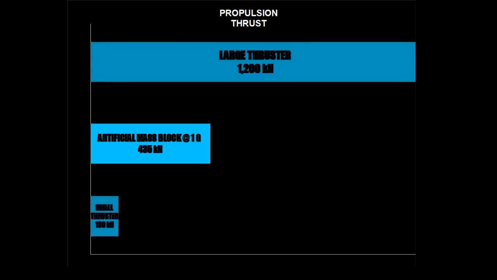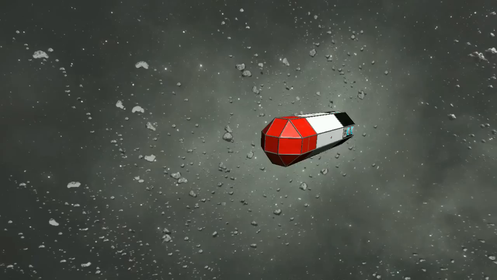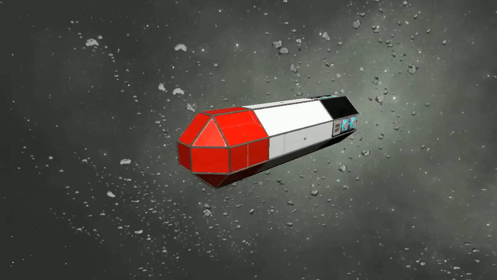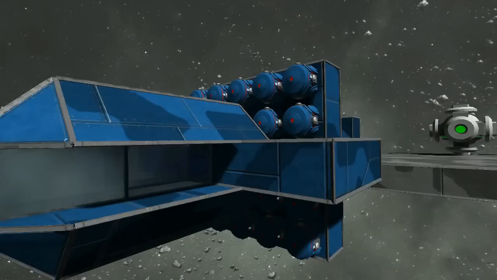For comparison, a large thruster provides a maximum of 1,200 kilonewtons, and a small thruster provides 100 kilonewtons. As a result, gravity-based engines have a thrust-to-weight ratio nearly four times that of regular thrusters. This impressive TW ratio makes them a great choice for missiles that need to accelerate to maximum speed very, very quickly. Next, let's look at gravity cannons.